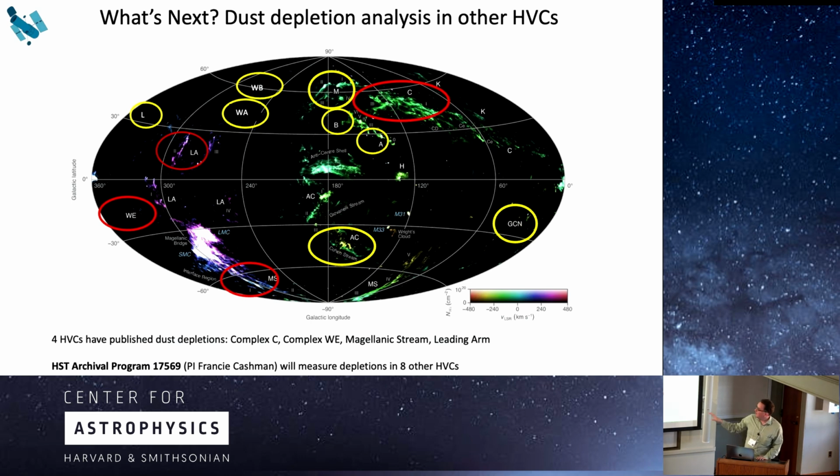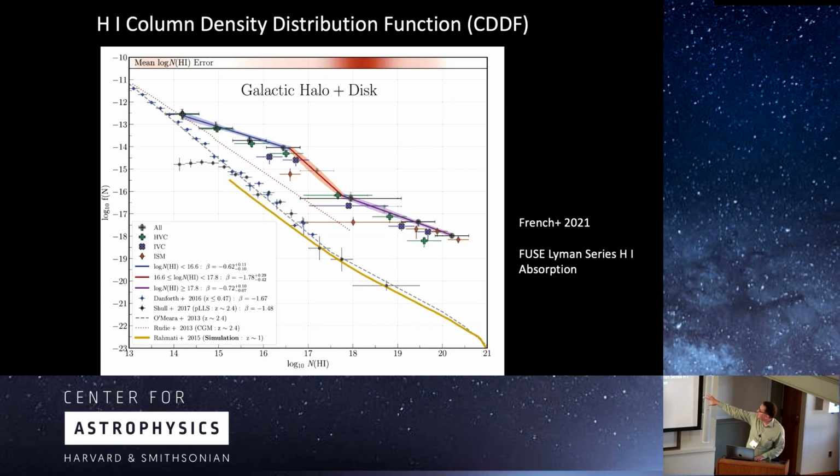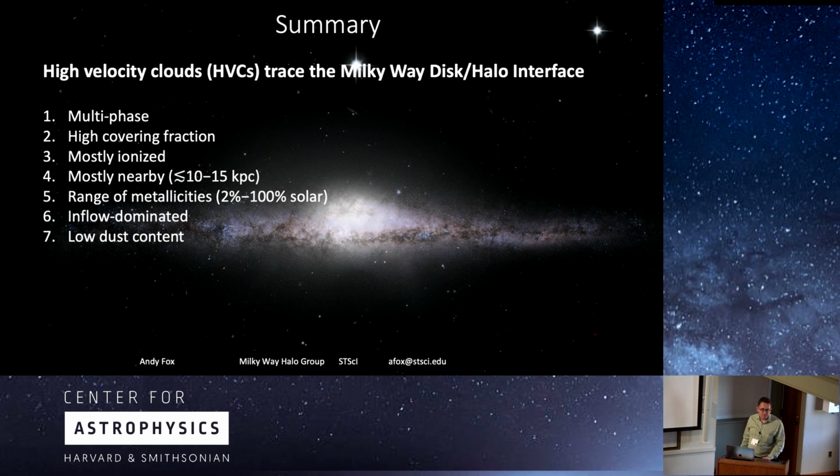And we have future work coming up. This is an archival program led by Francie Cashman to look at dust depletion in other clouds too. There's currently 4 clouds that have some depletions, and we're going to get data for about 8 more clouds. Last thing, I want to just highlight some work by David French, who works at Space Telescope, who's looked at the column density distribution function of high-velocity clouds, so we know how many of them there are as a function of column density. And for anyone modeling HVCs, please come and talk to me about this, because this is a very useful observational data set that we have. And I will finish with that and leave my summary points up. Thank you.